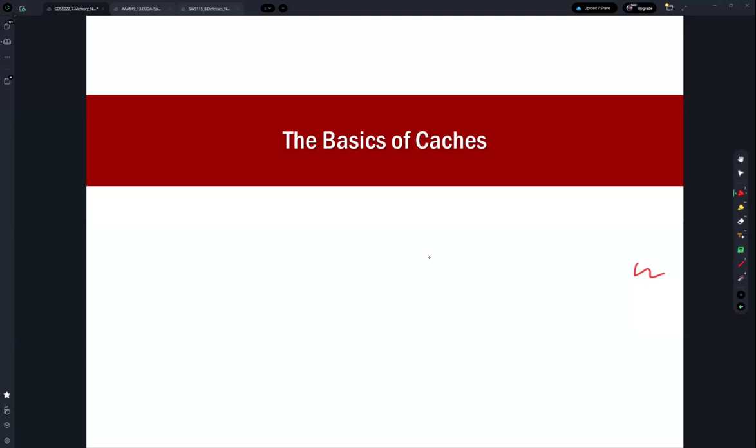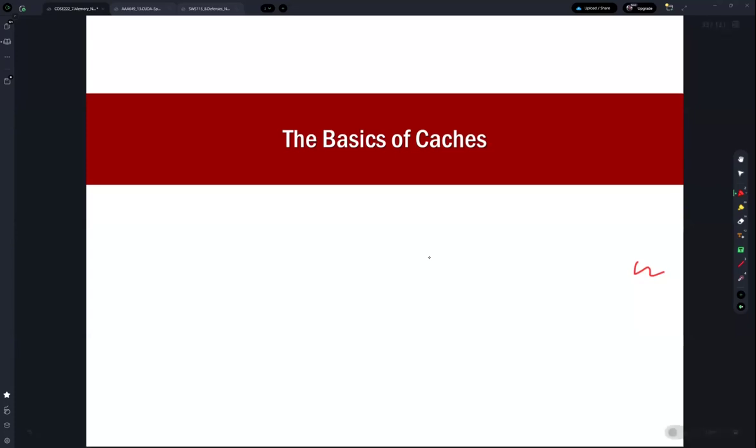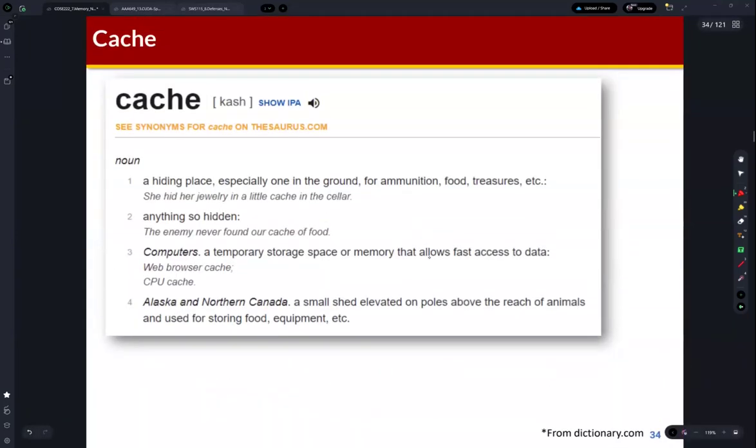Okay. Let's get started. So we learned about the basics of memory systems in the previous class. So we will learn about the basics of caches. So what is a cache? Actually, this is a computer system terminology, but it's also a normal English word. So what is the definition?